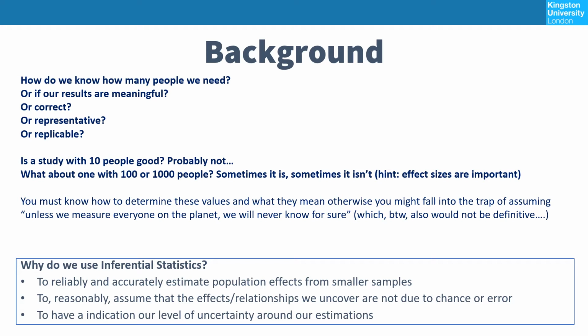And this is why we use inferential statistics, because we want to reliably and accurately estimate population effects using smaller samples. It's also because we want to reasonably assume that the effects and relationships that we uncover are not due to chance or error. And after we do find significant results, to understand the level of uncertainty around these estimates.